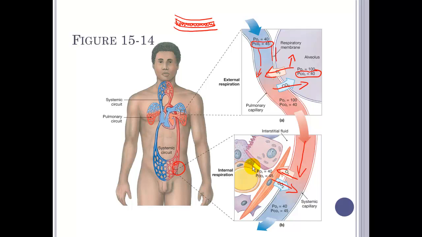So due to cellular metabolism, CO2 levels are higher here than they are in the actual arterial blood supply. And our oxygen is higher here than it is in the cellular area. So we get, again, a gas exchange occurring because it will go from an area of higher concentration to an area of lower concentration. And vice versa, CO2, higher concentration to a lower concentration.